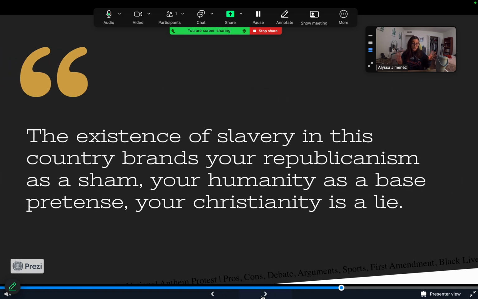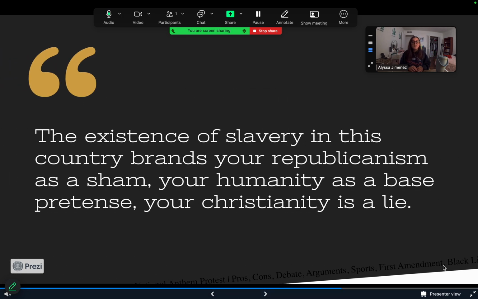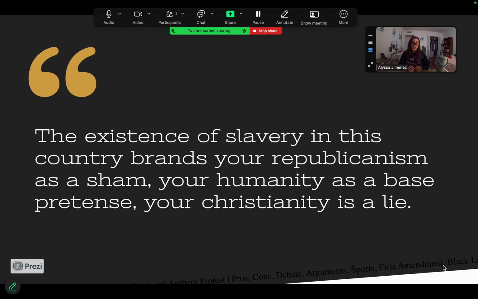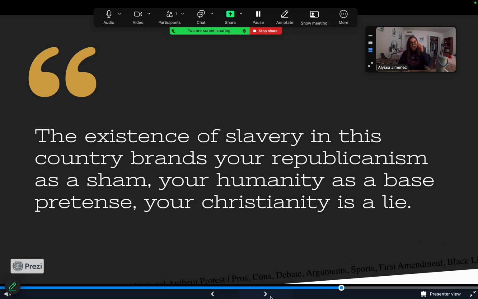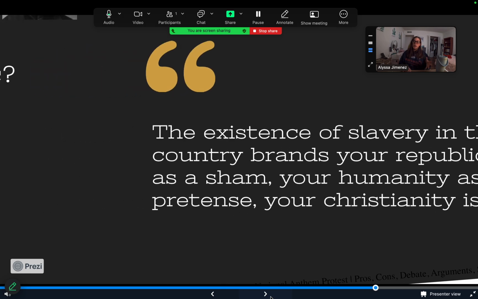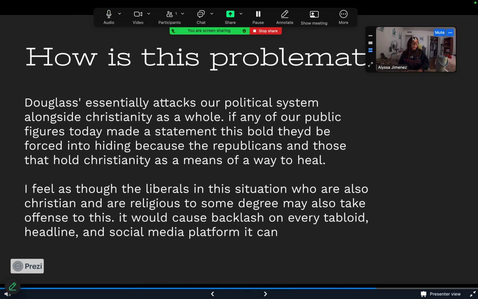We're going to continue with another quote that I found, and it's, "The existence of slavery in this country brands your republicanism as a sham, your humanity as a base pretense, and your Christianity is a lie." I felt this one was really loaded, because most Republicans are Christian. I am Christian, and I thought this was one of those quotes that would probably cause the most turmoil within our community, because, well, it's problematic.